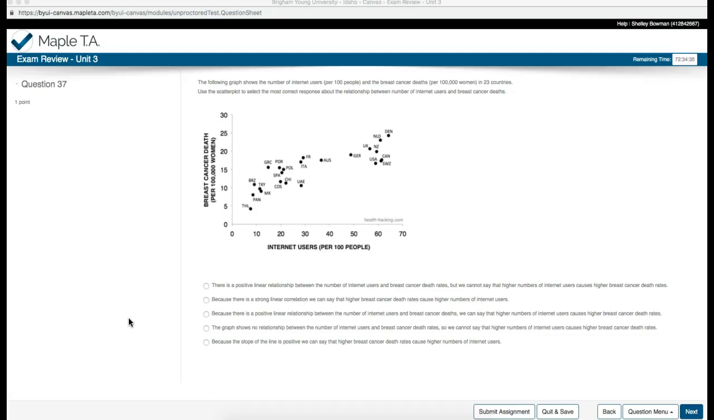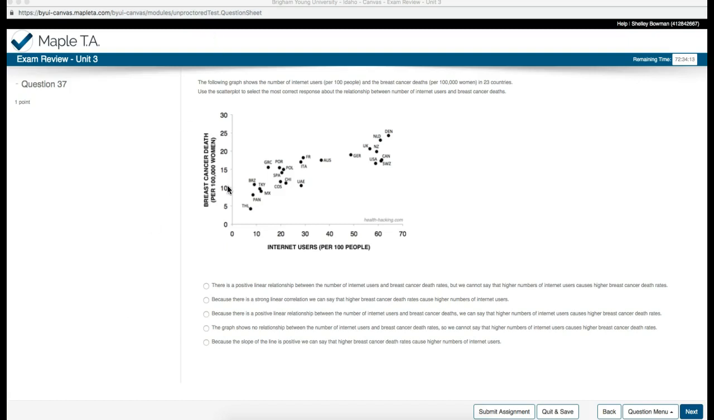Mabel TA Exam Review Unit 3, Question 37. The following graph shows the number of internet users per 100 people and the breast cancer deaths per 100,000 women in 23 countries. Use the scatter plot to select the most correct response about the relationship between the number of internet users and breast cancer deaths.